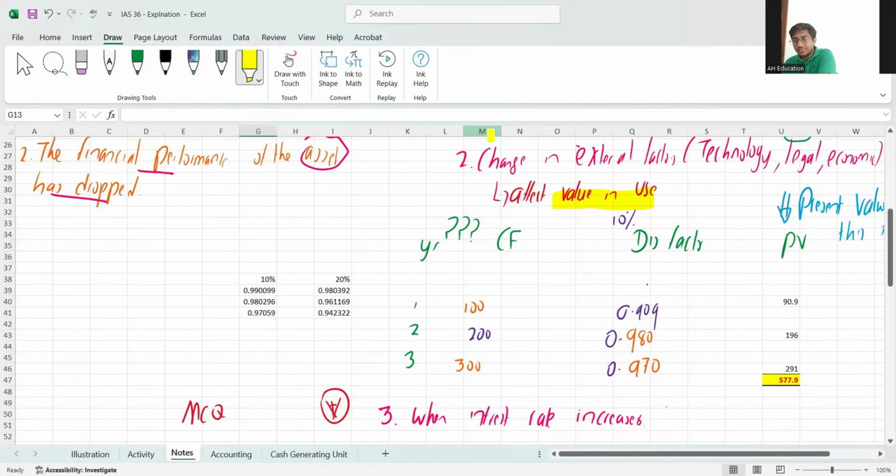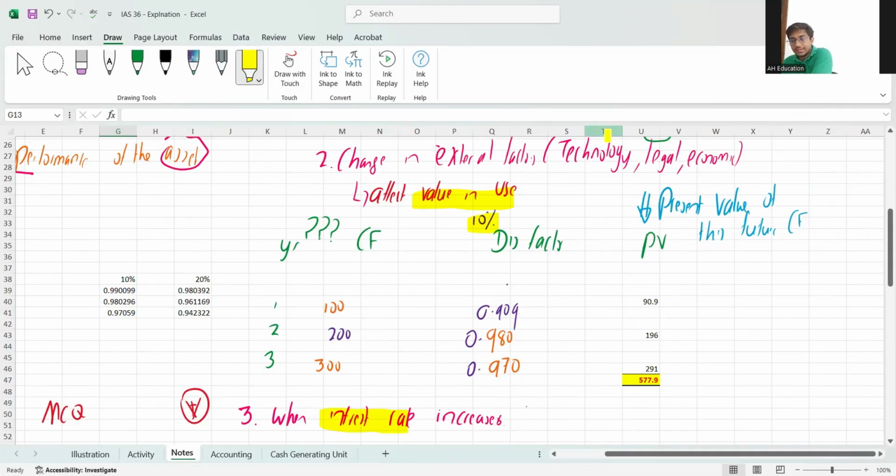What do I mean by economic factor? It is interest rates. You all know that to calculate value in use, you need an interest rate. First of all, what is value in use? It will tell us the present value of my future cash flows. Say for the next 5 years, I'm planning on generating 100 a year, 200 a year, 300 a year. You will find out the present value using your value in use format.